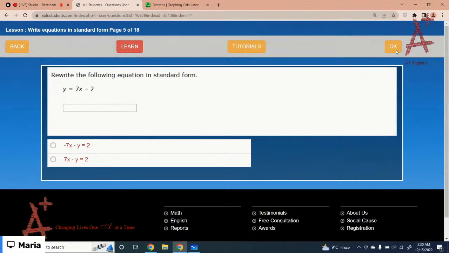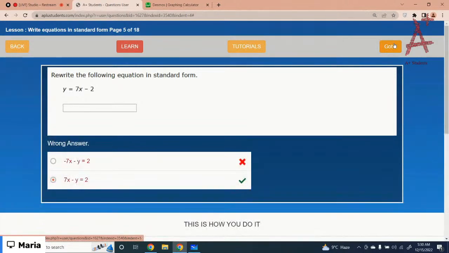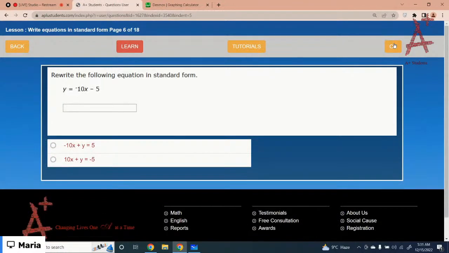Okay, rewrite the following equation in standard form. Y equals 7x minus 2. It would be the first option, negative 7x negative y equals 2. Got it? So select the correct option, then click on the OK button. Okay, that would be the second option. Sorry, 2 has a negative sign, so it would be 7x minus y equals 2.